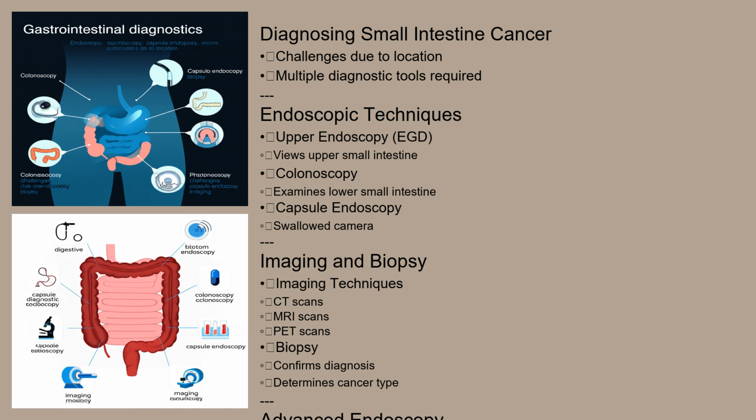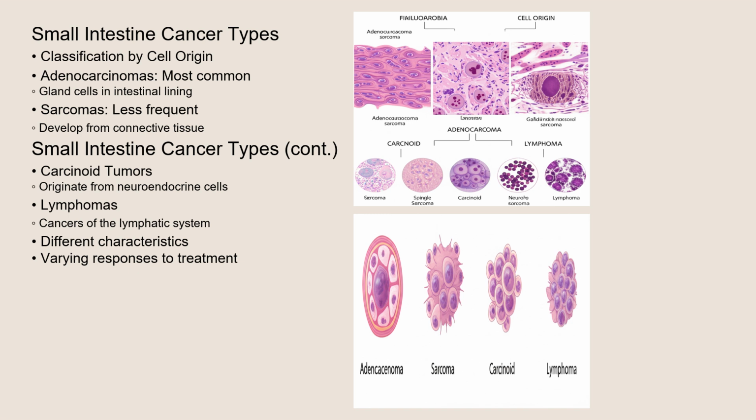Capsule endoscopy involves swallowing a small, disposable camera that takes pictures as it travels through the small intestine. Imaging techniques, such as CT scans, MRI scans, and PET scans, can help visualize the tumor and determine if it has spread. A biopsy, where a tissue sample is taken for microscopic examination, is necessary to confirm the diagnosis and determine the type of cancer. Sometimes a double balloon enteroscopy is needed, which uses a longer scope with two balloons to navigate and visualize the entire small intestine.